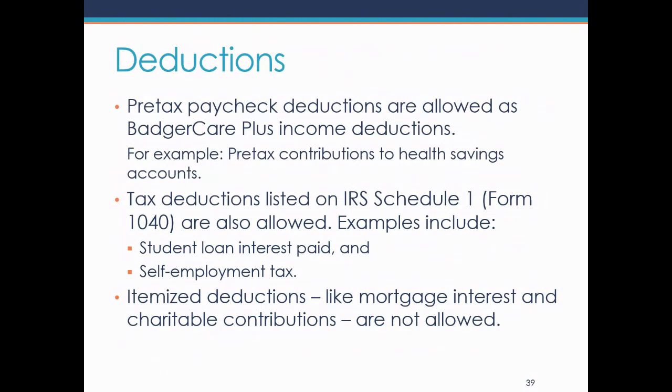Tax deductions listed on IRS Schedule 1, Form 1040, are also allowed. Examples include student loan interest paid and self-employment tax. Itemized deductions like mortgage interest and charitable contributions are not allowed. A full list of income deductions can be found in the Badger Care Plus Handbook, Chapter 16.3.